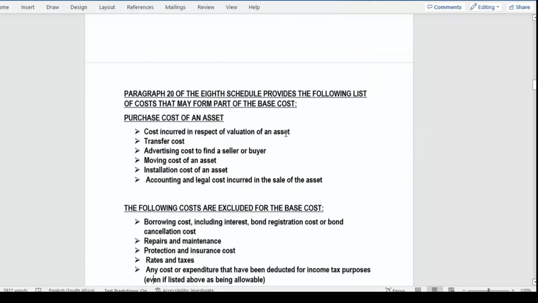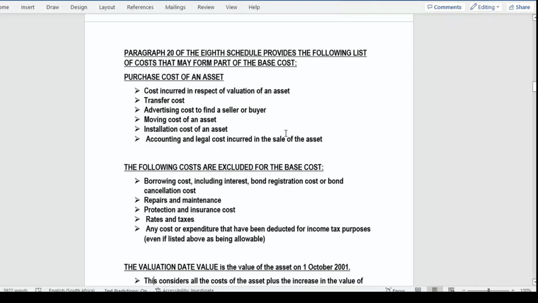Going down further, paragraph 22 of the 8th Schedule provides the following list of the costs that may form part of the base cost: the purchase cost of an asset, the cost incurred in respect of the valuation of an asset, transfer cost, advertising cost to find a seller or a buyer, the moving cost of an asset, the installation cost of an asset, and the accounting and legal cost incurred in the sale of an asset. So there are many factors that you are actually going to consider. Sometimes they just don't give you this is just the cost of an asset.